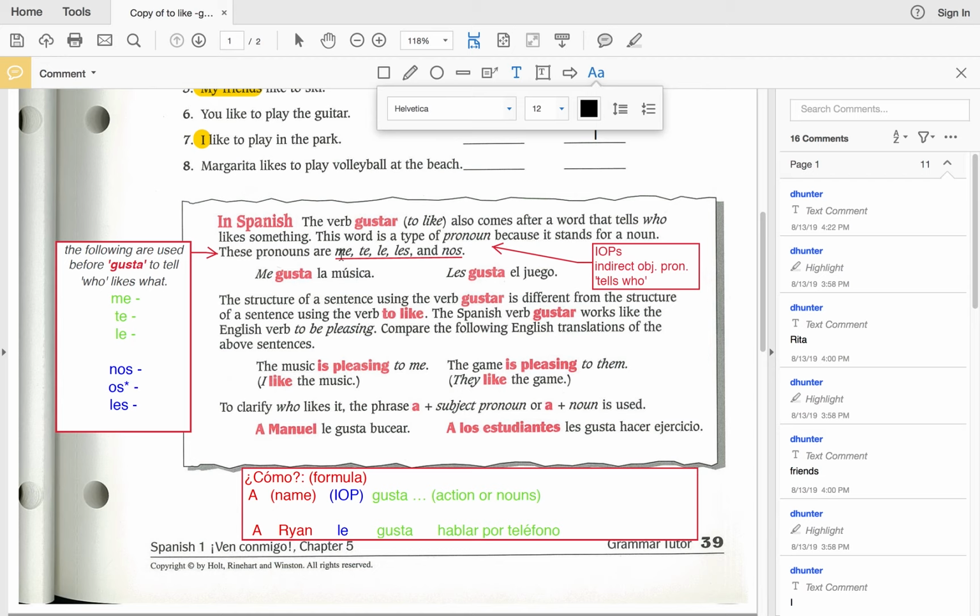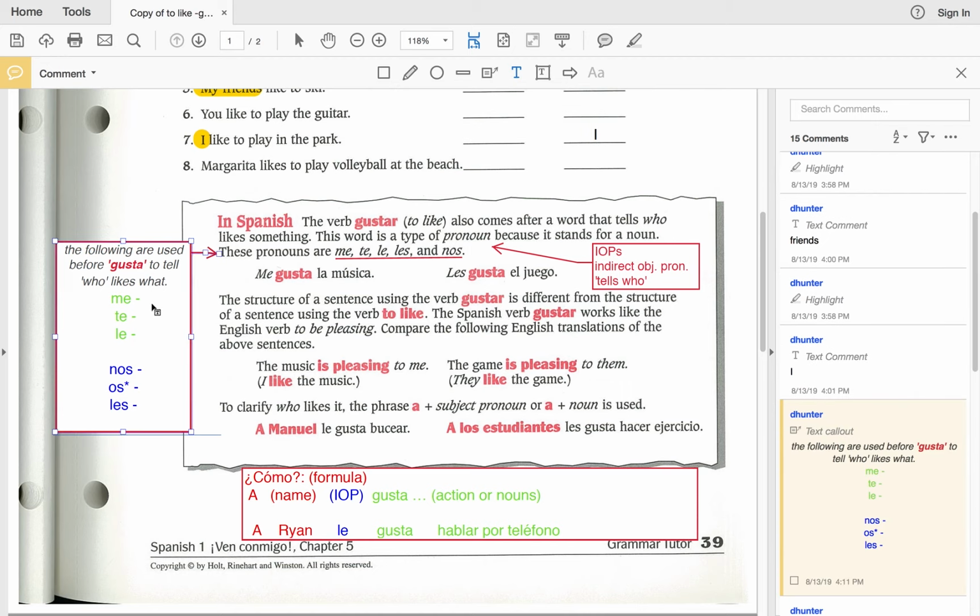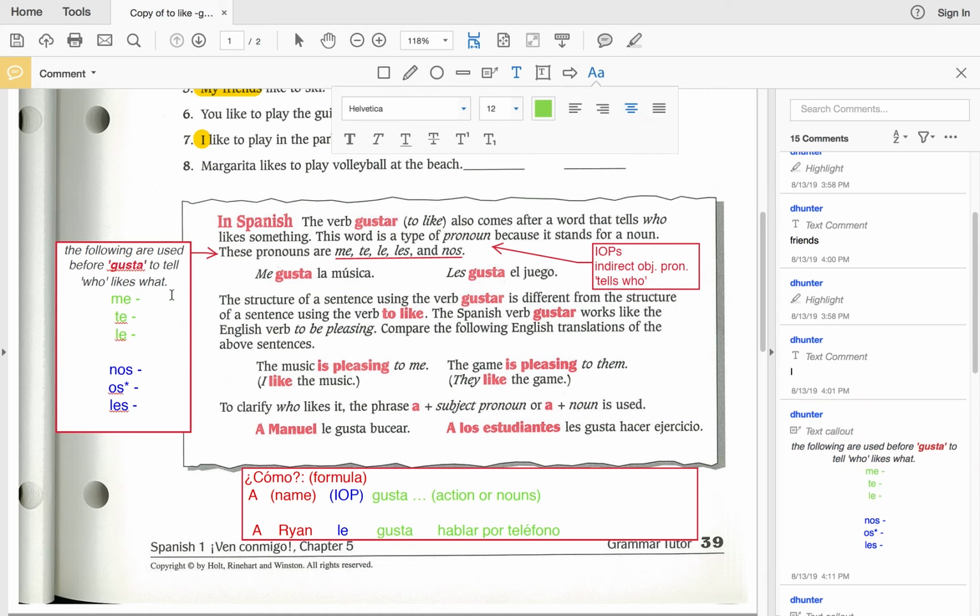Let's say them together. Me, te, le, les, and nos. Say them again. Me, te, le, les, and nos. I have them in a different order over here. Before we go over these two examples, let's go ahead and see what these words mean. The green here are singular, meaning that they're just one thing. Me is what we say when we say I like something. Te would be you or do you like something. Le would be she or he likes something.